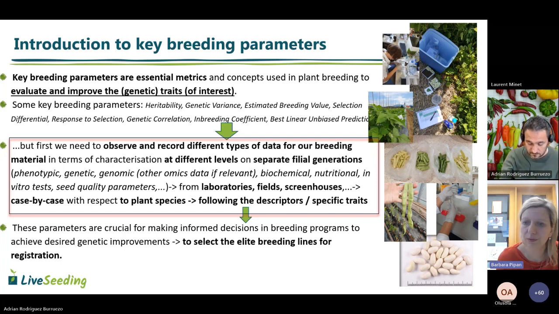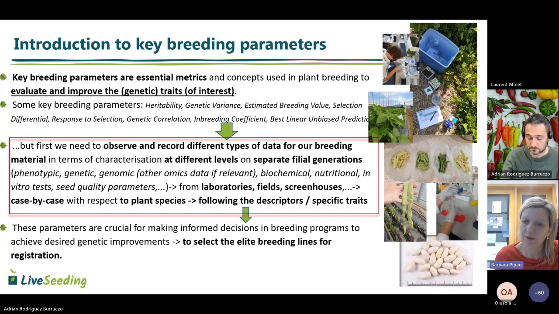So with this, I would really like to go through this workflow very briefly, just to provide you an insight into how the data and the results are organized and how we do these calculations at our institute, because the common goal for the breeder at the end is to select the elite breeding line, which is then put to registration.